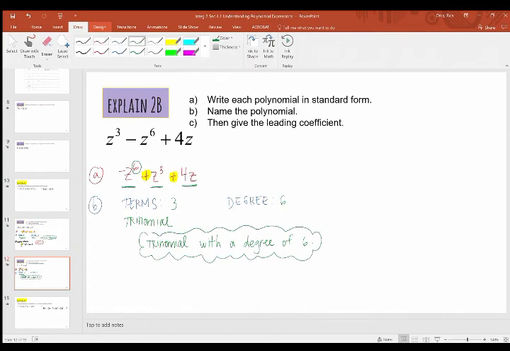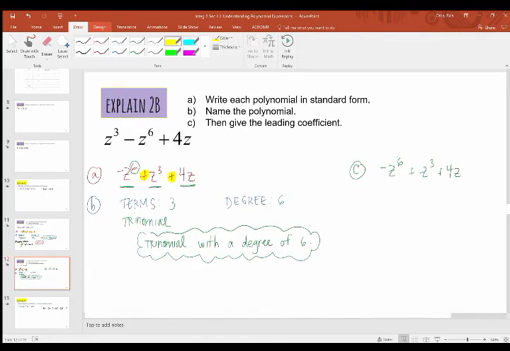Now let's move on to part C. Let's give the leading coefficient. We have negative z to the 6 plus z to the third plus 4z. The leading coefficient is going to be the number that's in front of the negative z to the 6. And as you can see, there is no number in front of it. That's because that number is imaginary. We have the negative in the front.